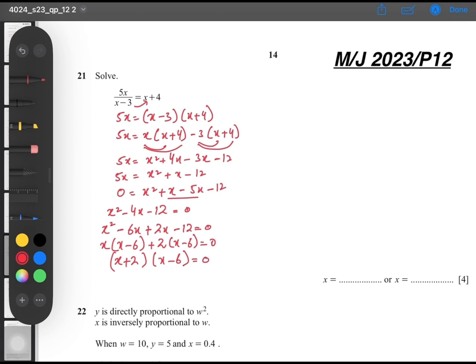So from the first factor, x plus 2 is equal to 0, I'll get the value of x is equal to minus 2. And from the second factor, x minus 6 is equal to 0, and I'll get the value of x, that is 6. So the values are minus 2 and 6.